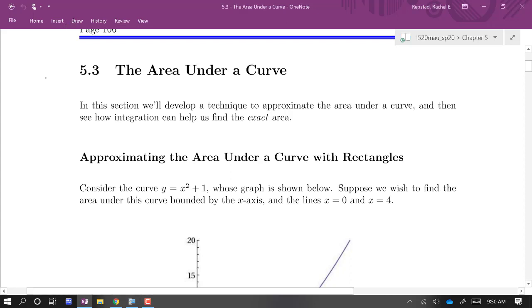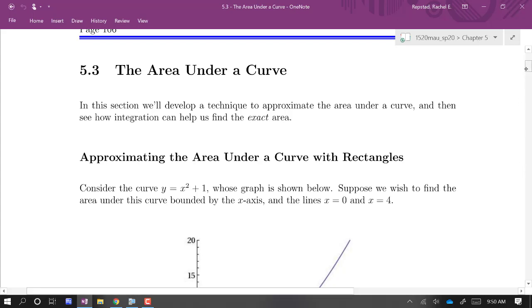All right, in this section we're going to take what will seem like a bit of a diversion from the topics of the last sections and look at how we might approximate the area under a curve and then look at how we can actually find the exact area. Toward the end we're going to see what this all has to do with integration.